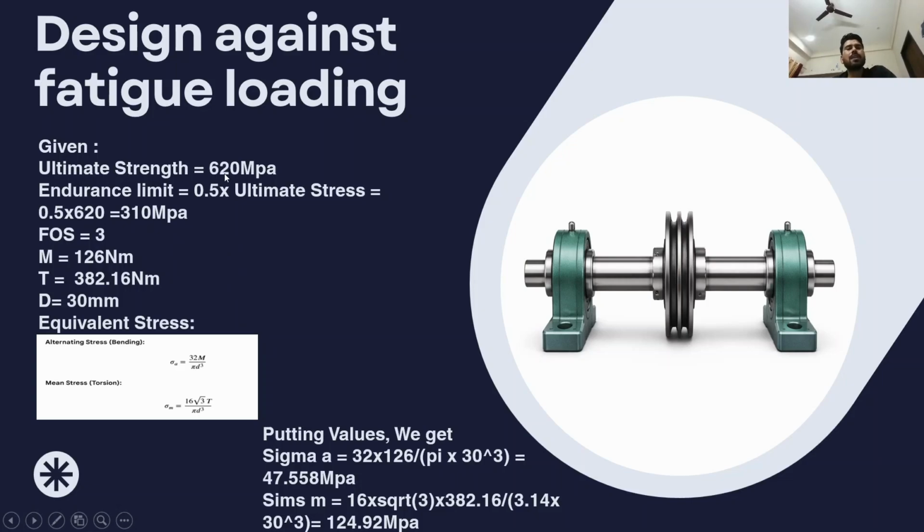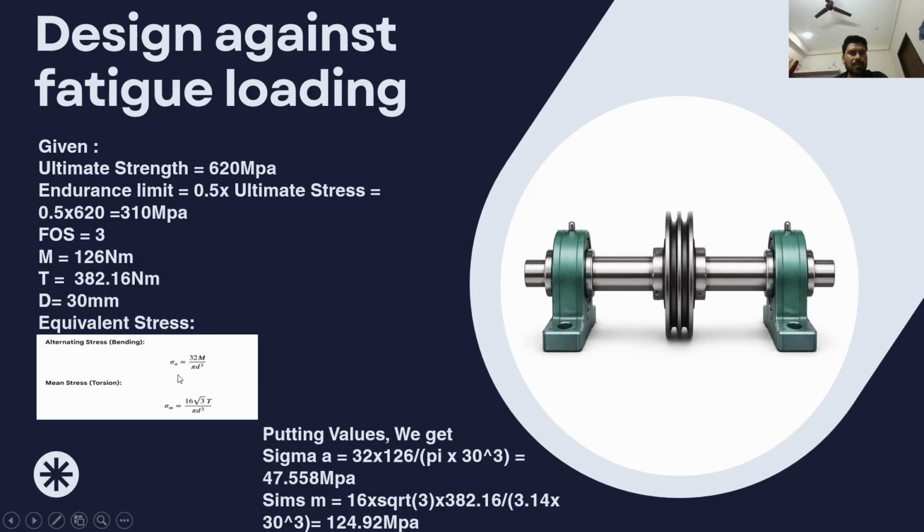Ultimate strength value is taken as 620 MPa, endurance limit is 0.5 times the ultimate stress, which is 0.5 into 620, 310 MPa, and factor of safety is 3, and the earlier calculated bending moment 126 Newton meter, torque value 382.16 Newton meter, diameter 30 mm.